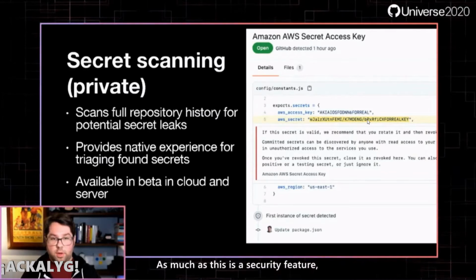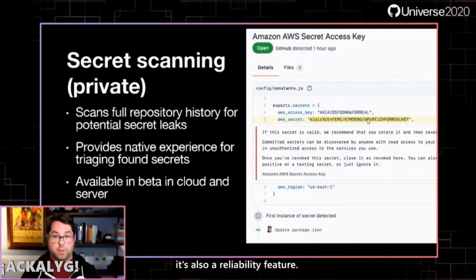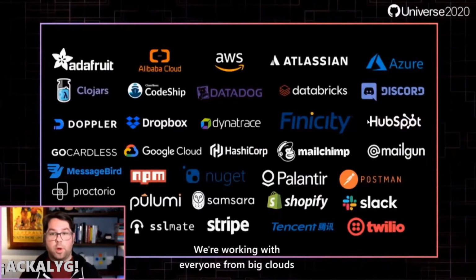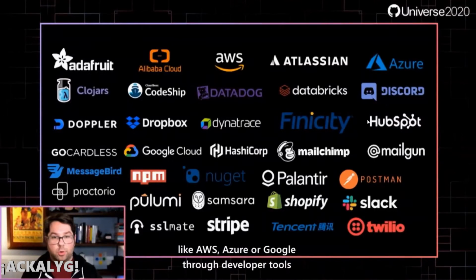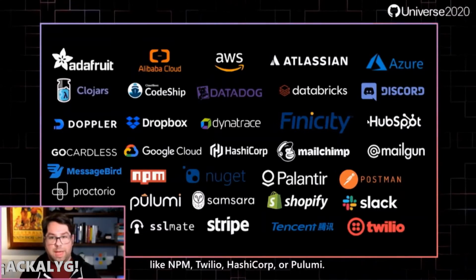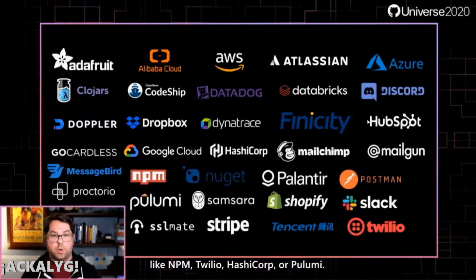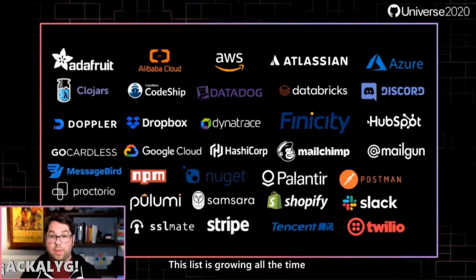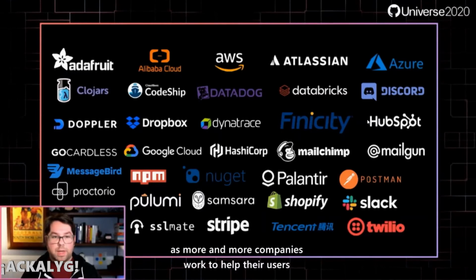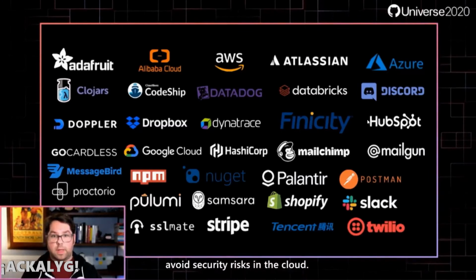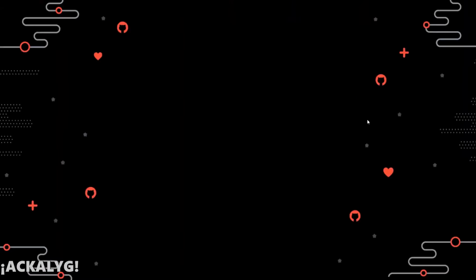Now, as much as this is a security feature, it's also a reliability feature. We're working with everyone from big clouds like AWS, Azure, or Google, through developer tools like NPM, Twilio, HashiCorp, or Pulumi. This list is growing all the time as more and more companies work to help their users avoid security risks in the cloud.